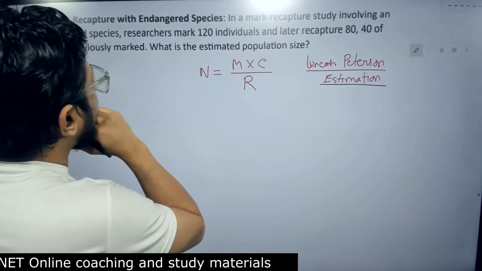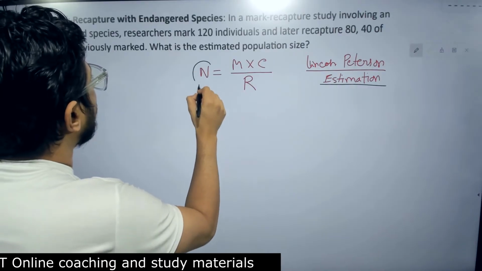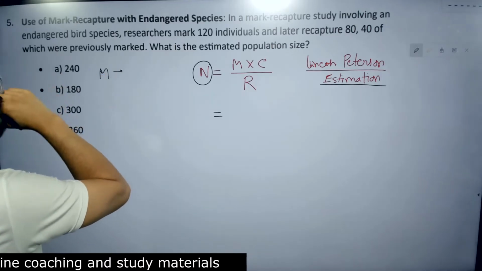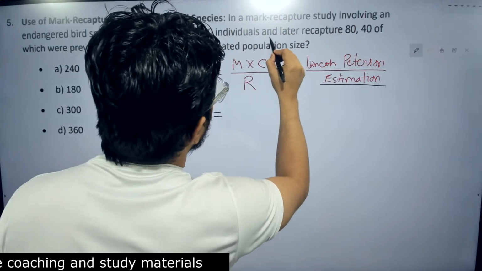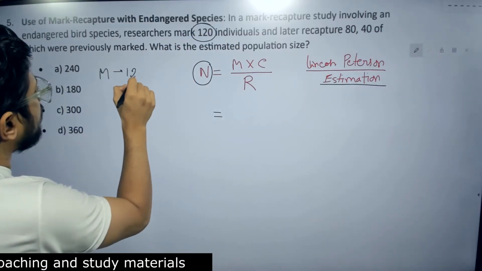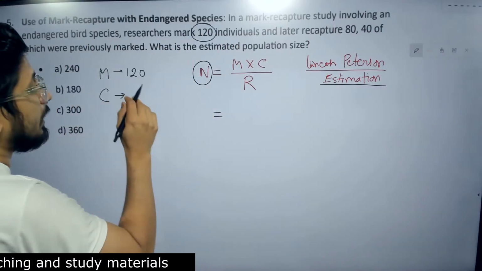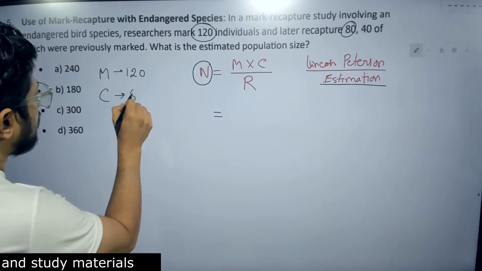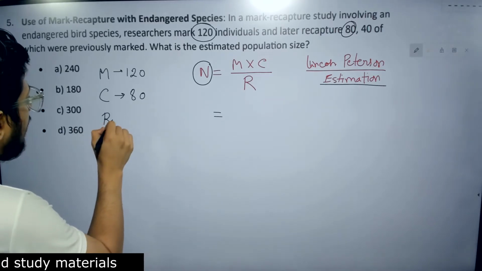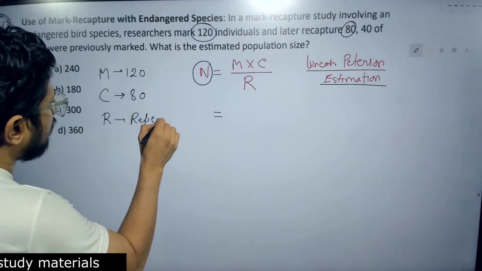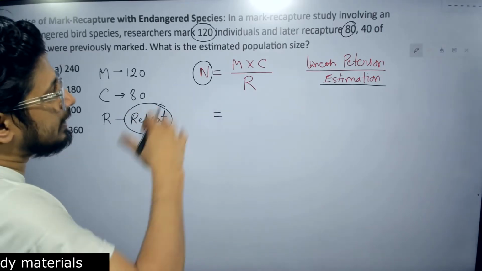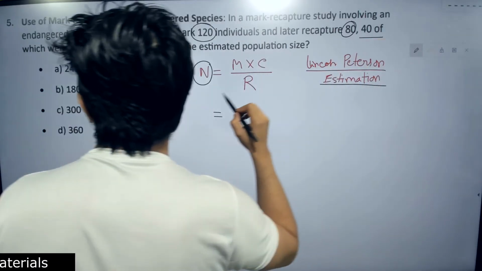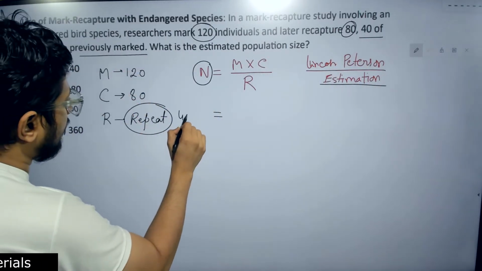और यहाँ पे क्या दिखाया गया है, N is the number of organisms, तो ये आपको पता करना है, और M is the number of organisms marked. तो यहाँ पे as per the question, the number of organisms marked, so 120 organisms were marked. C is captured, so total 80 individuals were captured. और R is repeat, मतलब उस जो कैप्चर्ड ऑर्गेनिज्म है उनमें से कितने ऑर्गेनिज्म पहले भी मार्क किया गया था, तो 40 of them were previously marked, so repeat is 40 here, right?